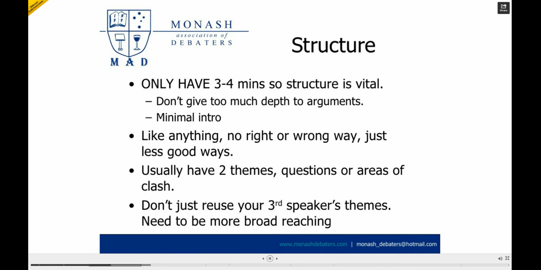And just like anything else as far as structure goes, there's no set rule on how to do these. Just like there's no set rule on exactly how you should do a first speaker or a third speaker speech. But there are ways that are slightly less good than other ways. But the basic advice that I'll give you is that just like a third speaker has themes, you want to have themes or questions or points of clash or whatever you want to call them. But unlike a third speaker, you will only ever have time to answer 2 of these questions. You don't have time to do 3 questions.